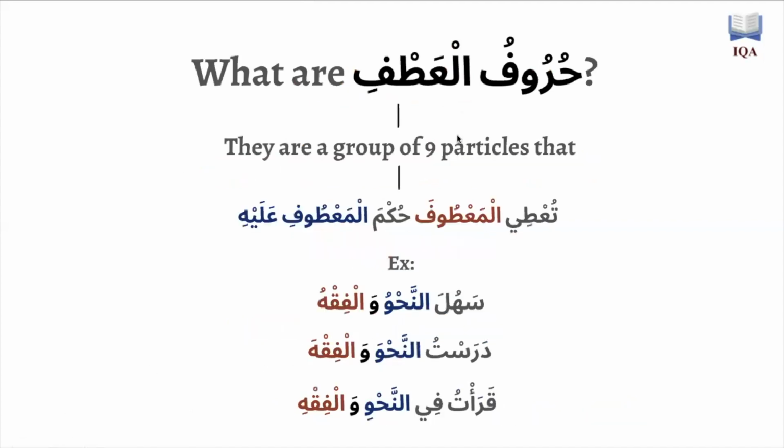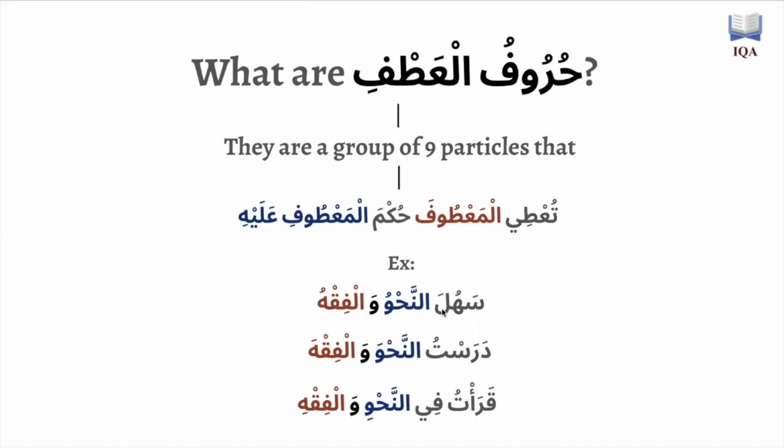So what are huruf al-ataf? They're a group of 9 particles. Now some scholars differ on the number, and we're going to cover that a bit more when we read the actual sharh. But what are huruf al-ataf? They're a group of 9 particles, quote unquote, that تعطي المعطوف حكم معطوف عليه. They give the ma'tuf, the noun that comes after it, the hukm, meaning the i'rab, hukm here will be translated as the i'rab of the ma'tuf alayh.